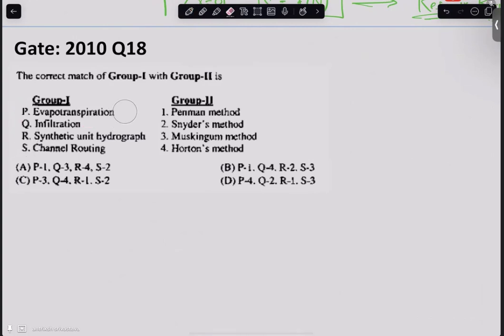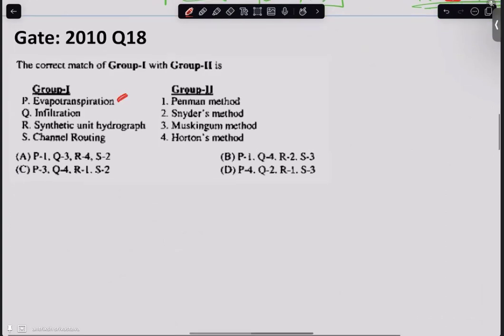So let us see what are the methods. Evapotranspiration. So we know evapotranspiration can be measured using our aerodynamic method, using our energy balance method, but most accurately throughout the diurnal day we saw a combined method, right? That combined method, when modified, was also known as Penman-Monteith method or simply as Penman method for evapotranspiration. So P is related to 1.